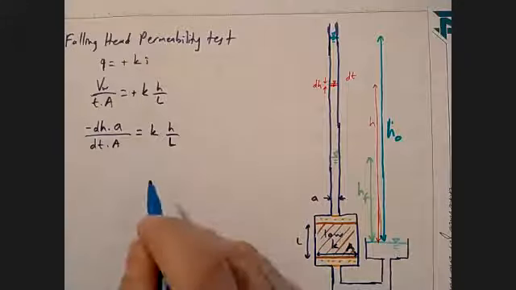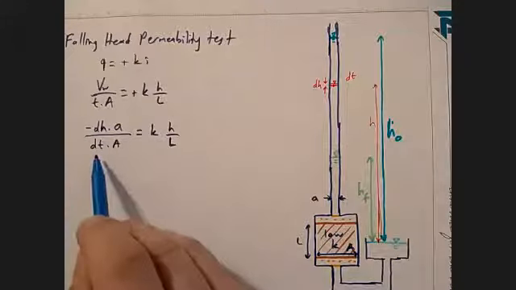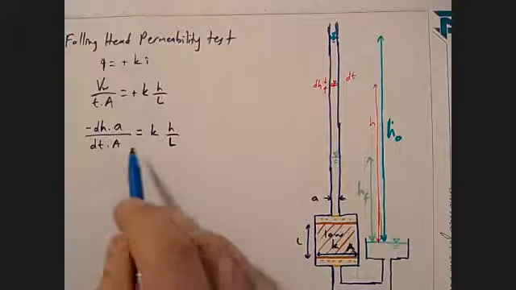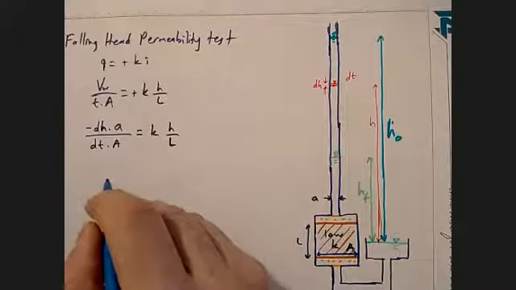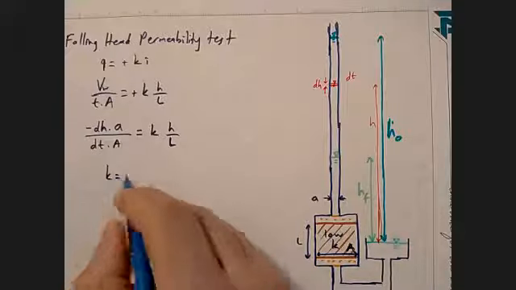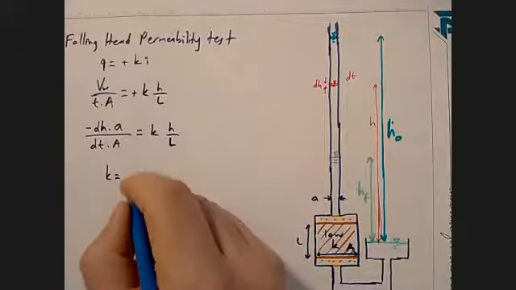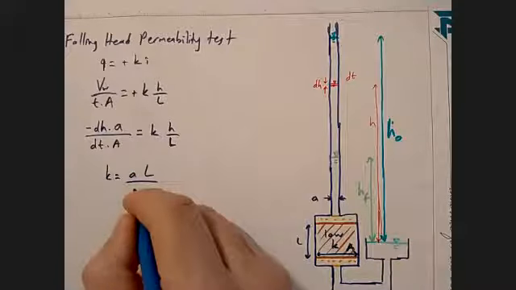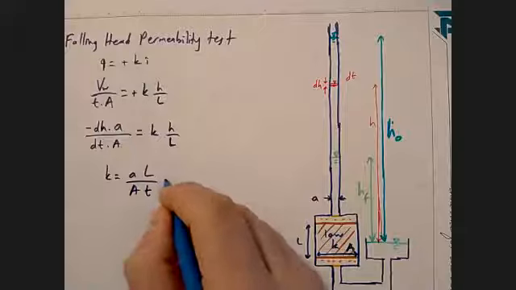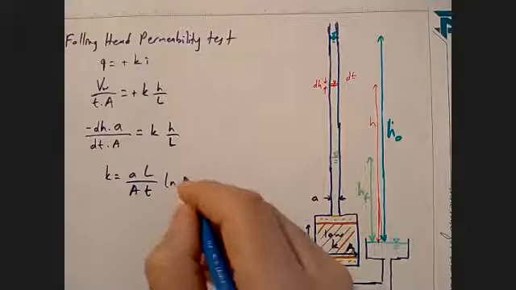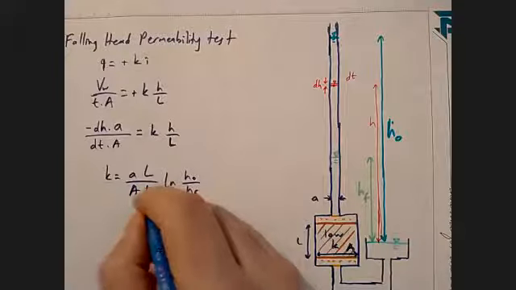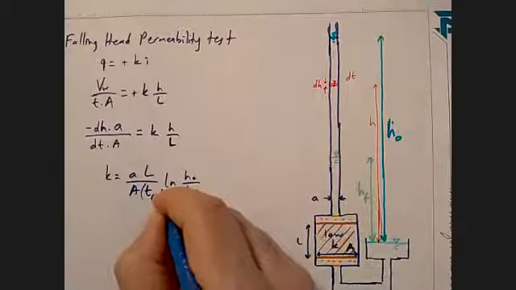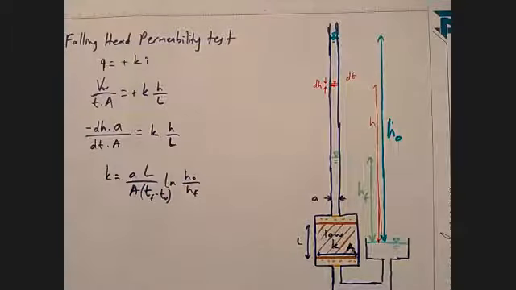from here, if you separate dH together with H, what you end up with, if you take the integrals as well, is that K is going to be equal to AL over AT times ln of H0 over H final, over T. Of course, this T is T final minus T0.